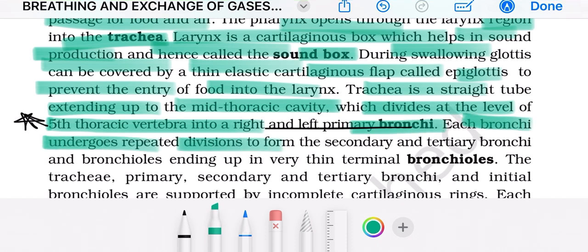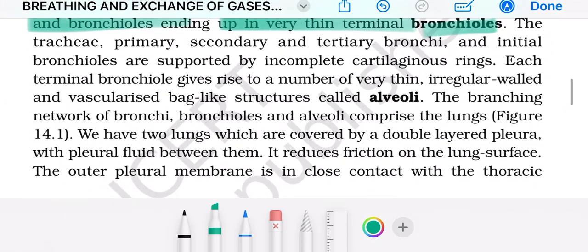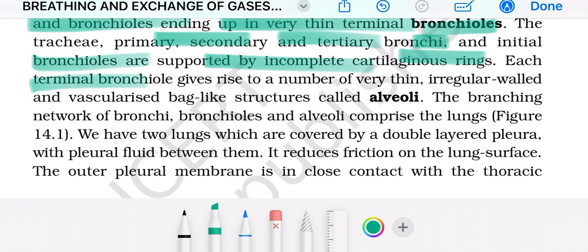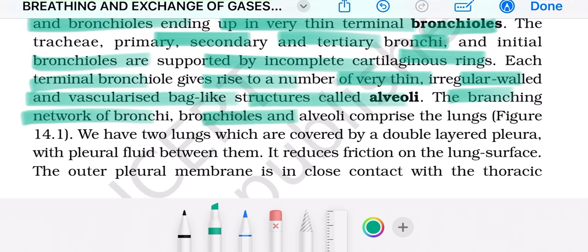Each bronchus undergoes repeated divisions to form the secondary and tertiary bronchi and bronchioles, ending up in very thin terminal bronchioles. The trachea, primary, secondary, and tertiary bronchi and initial bronchioles are supported by incomplete cartilaginous rings. Each terminal bronchiole gives rise to a number of very thin, irregular, thin-walled, and vascularized bags called alveoli. The branching network of bronchi, bronchioles, and alveoli comprise the lungs.